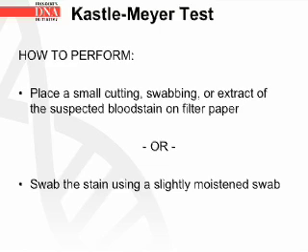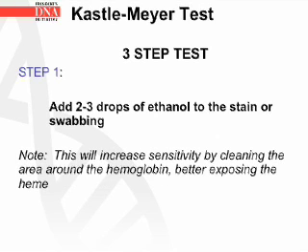Now let's go over how to perform the Kastle-Meyer test. Place a small cutting, swabbing, or extract of the suspected blood stain on filter paper, or swab the stain using a slightly moistened swab. The Kastle-Meyer test is a three-step test.